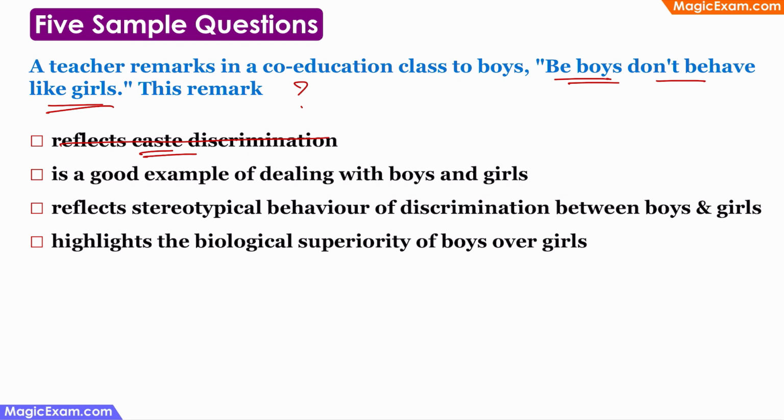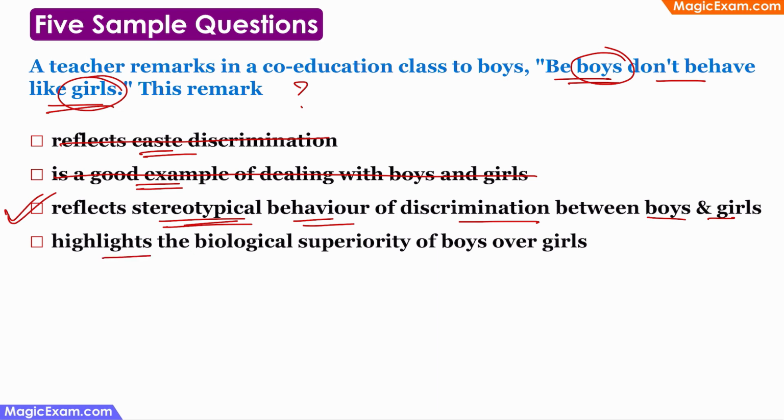Now, if you are saying boys should behave like boys and not like girls, this is an example of stereotyped or biased behavior, right? So this is not a good example. Therefore, this is also incorrect. Statement 3 reflects stereotypical behavior of discrimination between boys and girls. This is a correct statement, because the teacher is expecting boys to behave in a particular way and girls to behave in a particular way. So that is stereotyping.